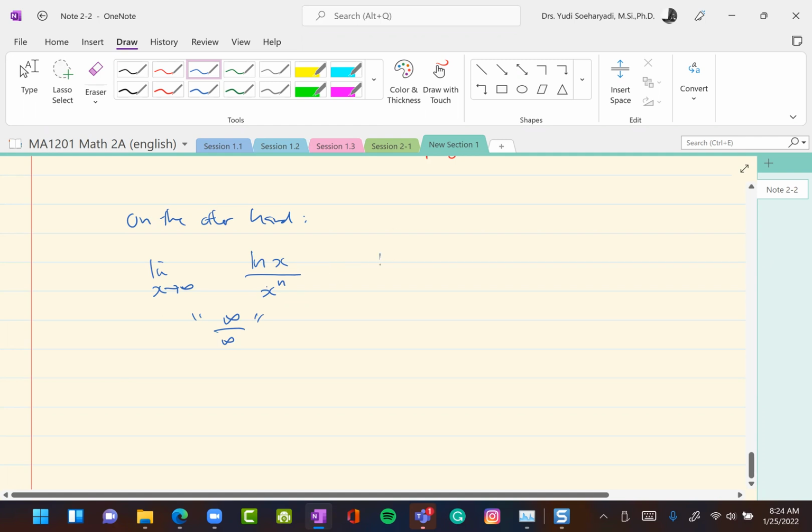So we attempt to use L'Hôpital's Rule. That's why I take the derivative of both numerator and denominator. Here we get 1 over large in the numerator, and the denominator is large, so this is small. So the limit is 0, and by L'Hôpital's Rule we get this one. So that means ln is always much smaller than any polynomial. In general, logarithm is much smaller than polynomial.